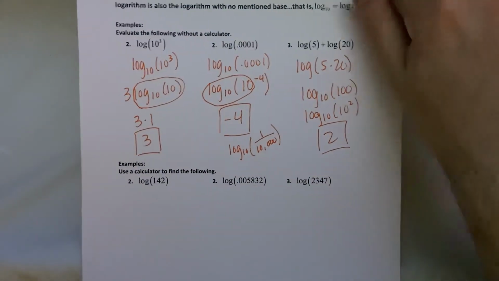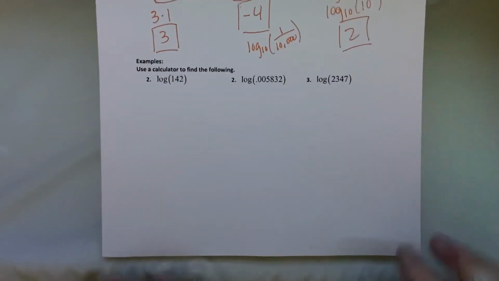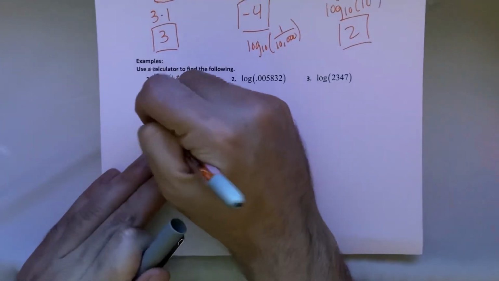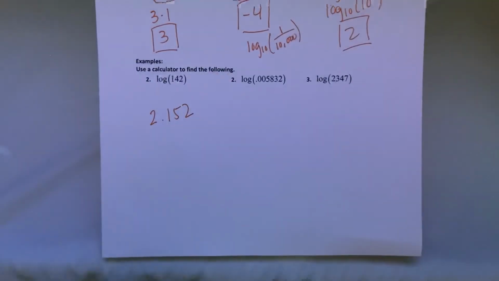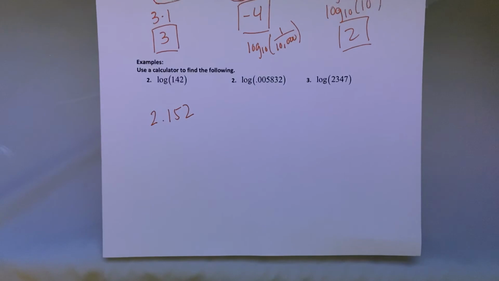Now there'll be other examples on your homework. Log of 142. Your calculator has 2 different kinds of log buttons. It has log and it has what looks like an ln, which is the log of e, which we'll talk about in the next video. But you can use a calculator to find the ones that aren't even like this. So all you have to do is type log of whatever the number is, log of 142, and it gets an answer. This one happens to be 2.152. Just make sure you're rounding to whatever they tell you to round to.